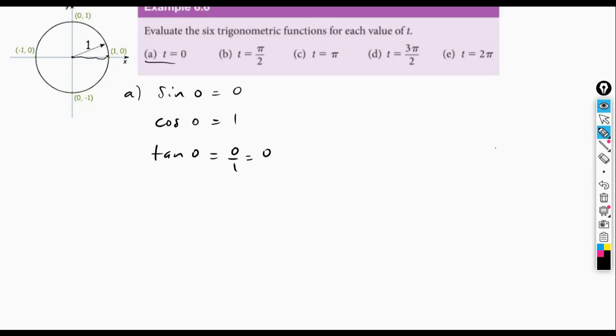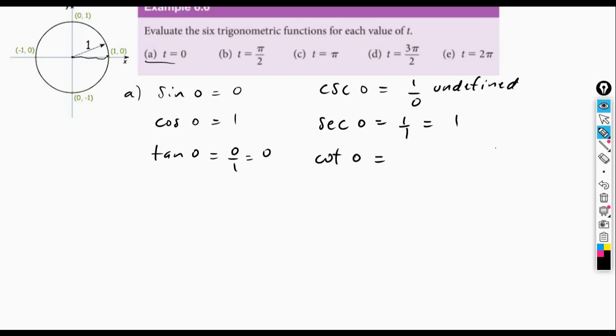The reciprocal of sine is cosecant. So cosecant of 0 is going to be 1 over 0, and this is undefined. The reciprocal of cosine is secant. So secant of 0 is 1 over 1, and this is equal to 1. And the reciprocal of tangent is cotangent. So cotangent of 0 is 1 over 0, and this is undefined.